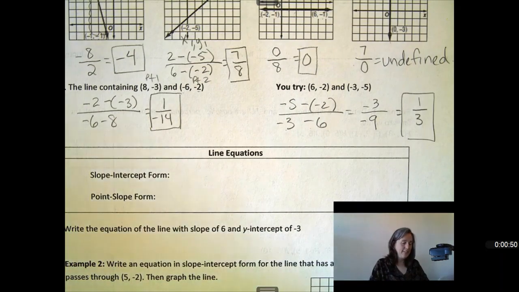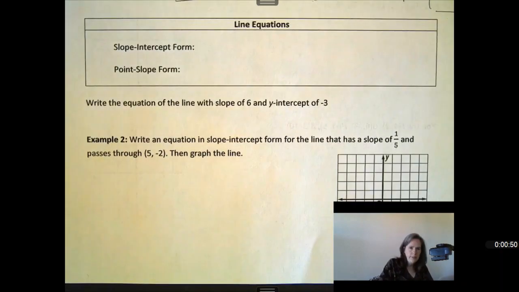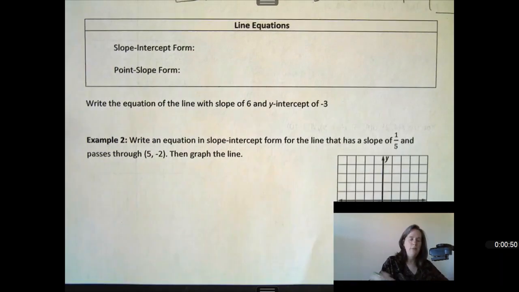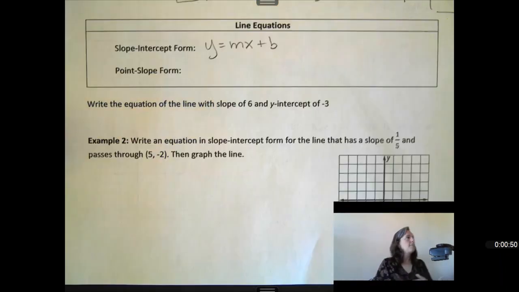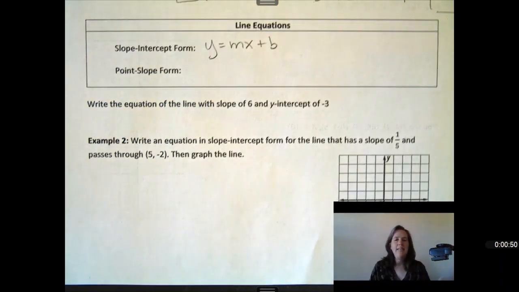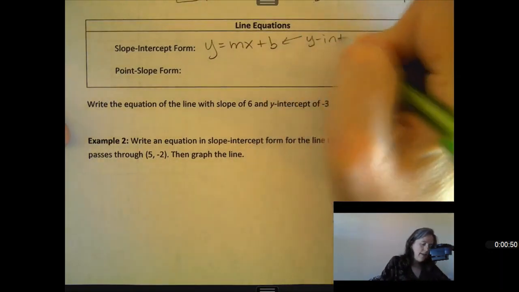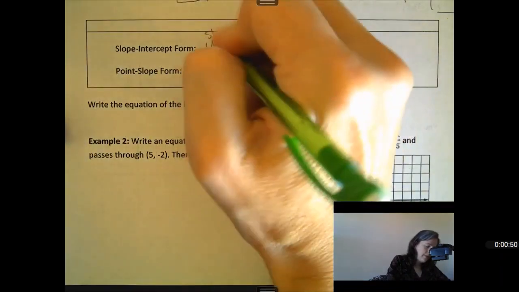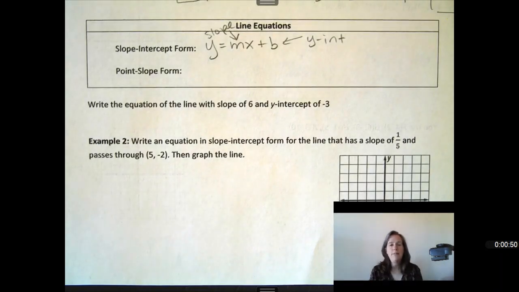Okay, let's move on to equations. That's slope line equations. So there are 2 that we're going to look at for this section. The first one is slope intercept form. And you'll remember this. This sounds familiar. y equals mx plus b, where b is the intercept, the y-intercept, and then m is the slope. So if you are given the slope and the y-intercept, this one is perfect. You just plug them in.